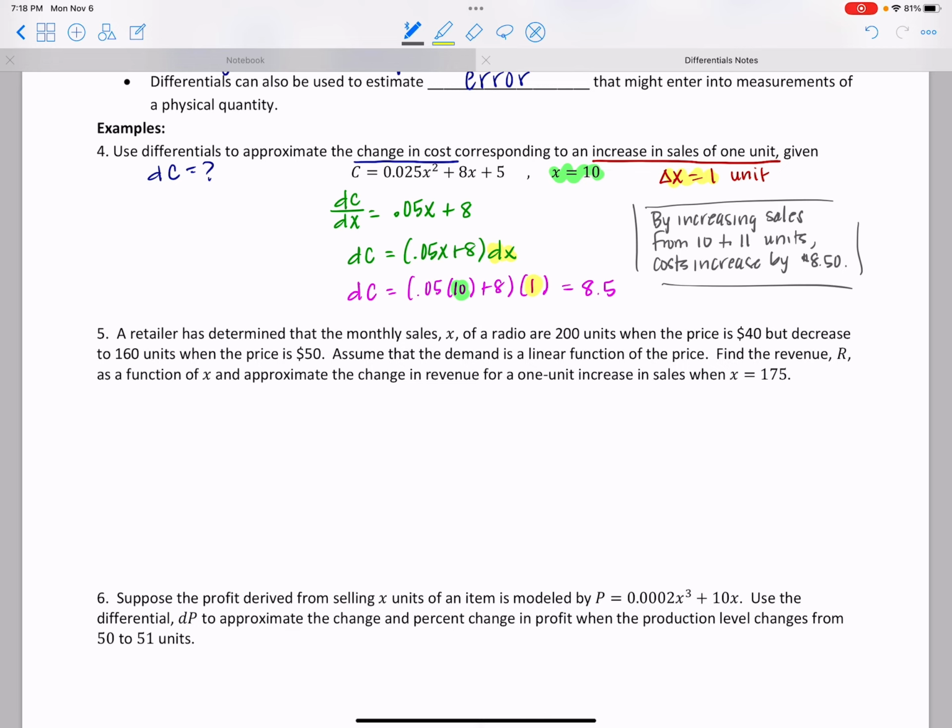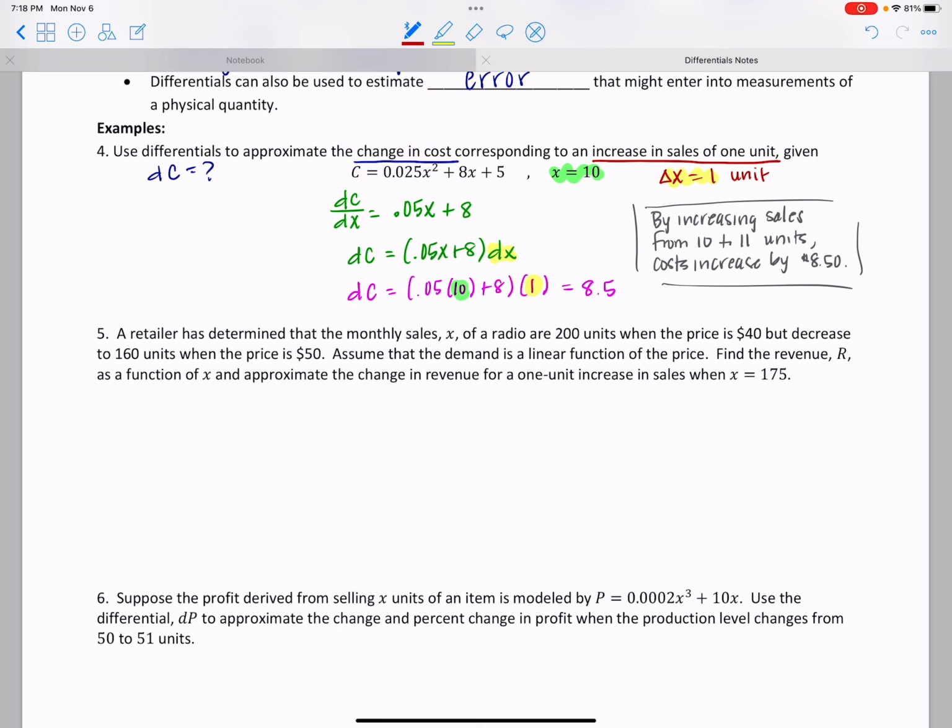Next one, similar concept here. It says a retailer has determined that the monthly sales X of a radio are 200 units when the price is $40, but they decrease to 160 units when the price is $50. Assume that the demand is a linear function of the price. Find the revenue as a function of X and approximate the change in revenue for a 1 unit increase in sales when X equals 175. Whew, okay, that is a lot to unpack there.